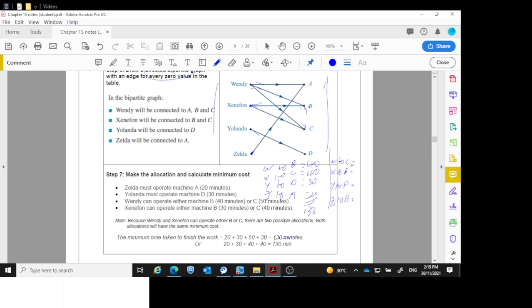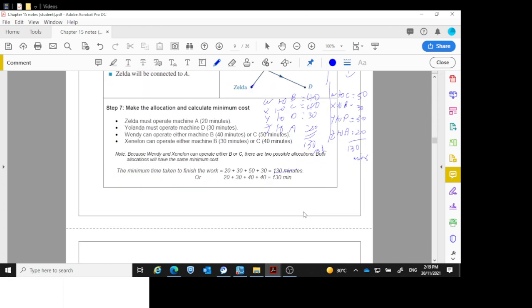If I went W to C, I'm still going to get 130. It's all minutes, right? But I'll show you. W to C is 50. You can go back up and check. X to B is 30. Y to D is still 30. And Z to A is still 20. That's still 130 minutes. So it doesn't matter. Show them both if you need to. And you've got to give the cost as well.